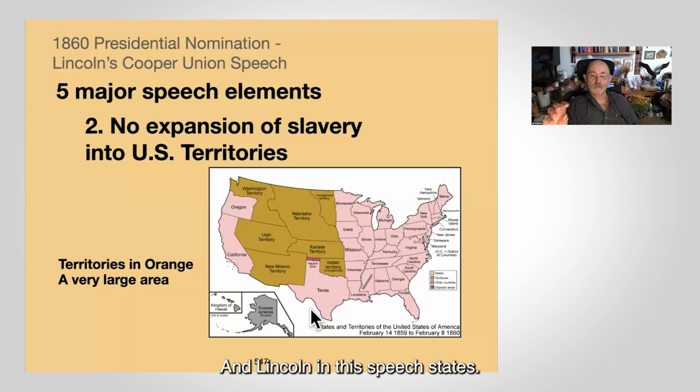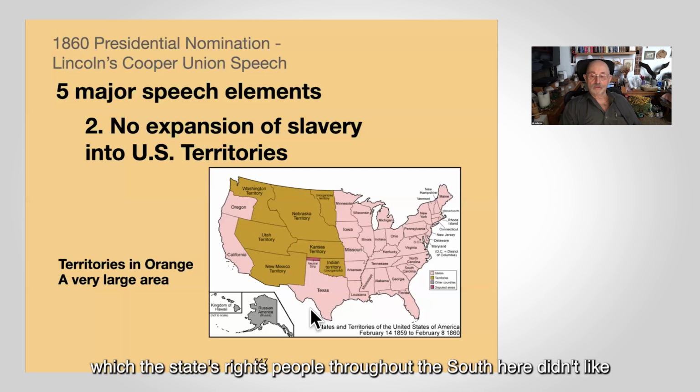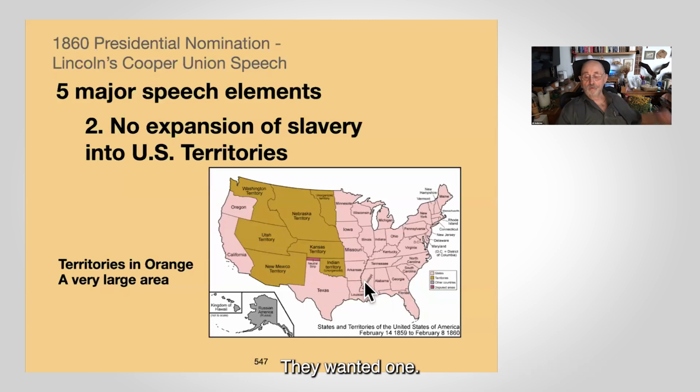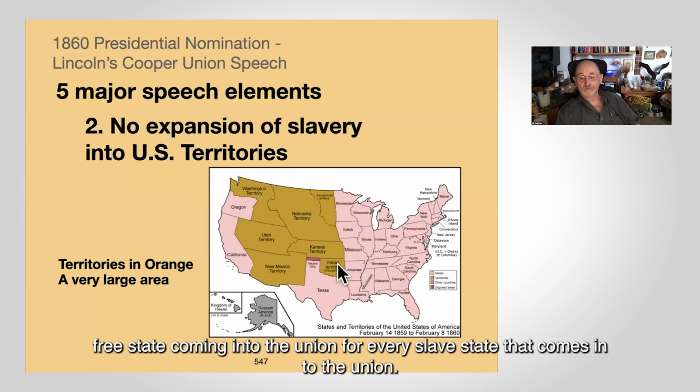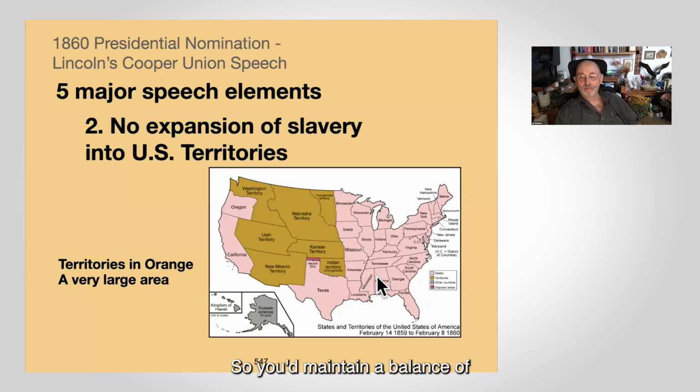And Lincoln in this speech states, slavery should not exist in any of these U.S. territories, which the states' rights people throughout the South here didn't like. They wanted one free state coming into the Union for every slave state that comes into the Union. So you'd maintain a balance of slave states and free states. And here Lincoln is stating no new states in these territories can have slavery.